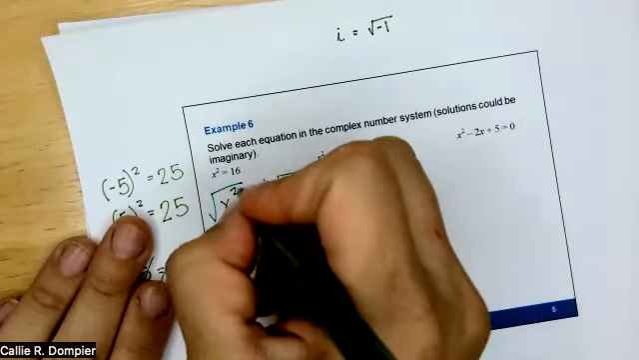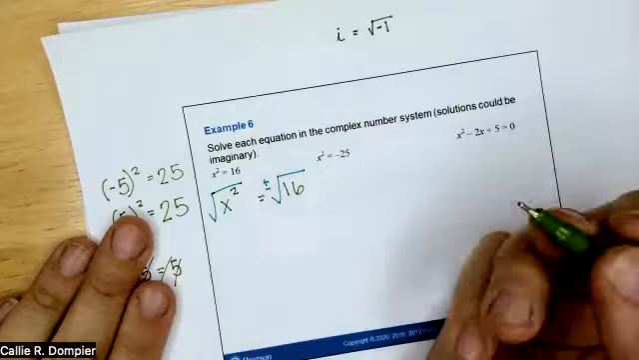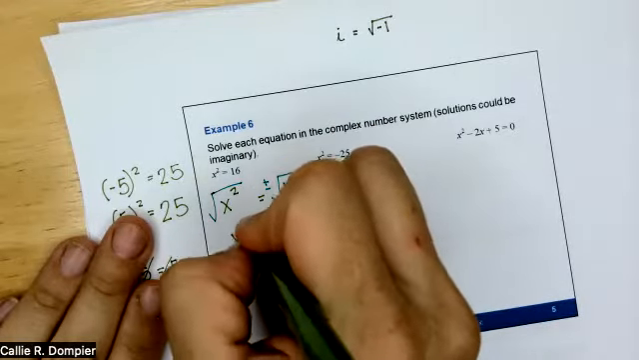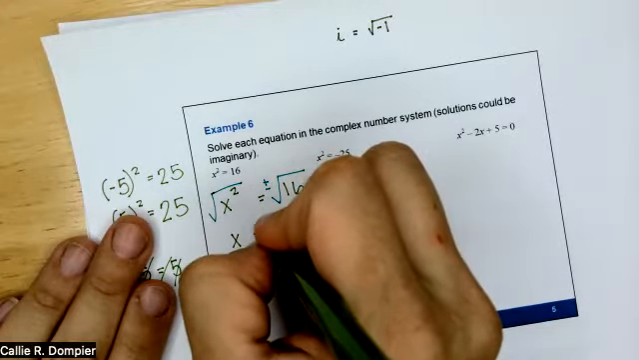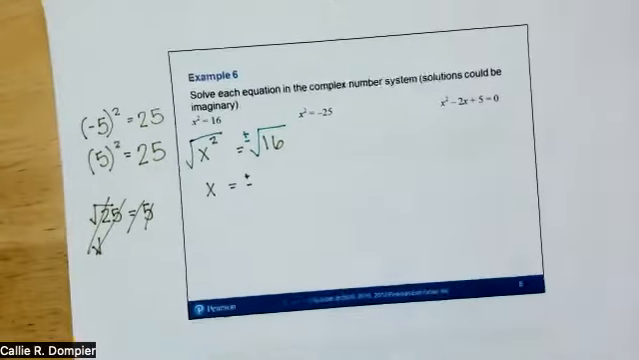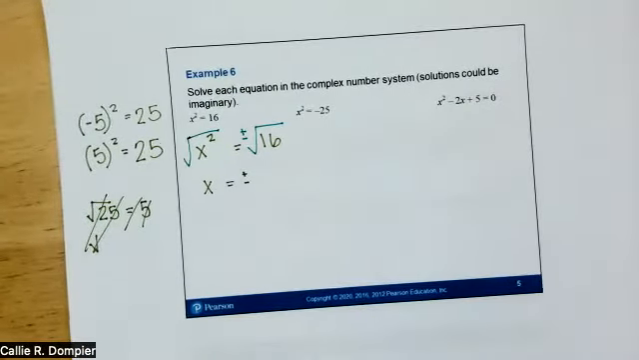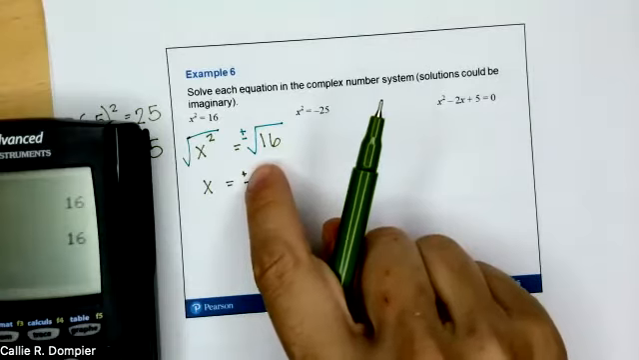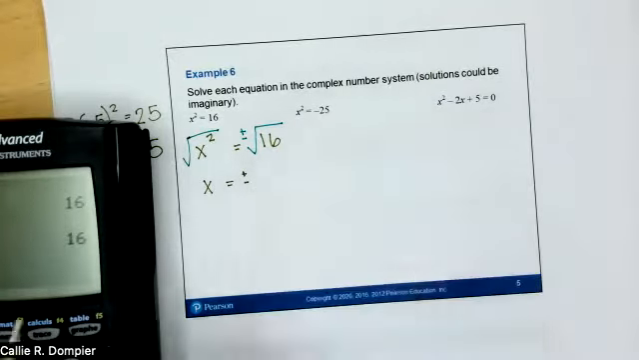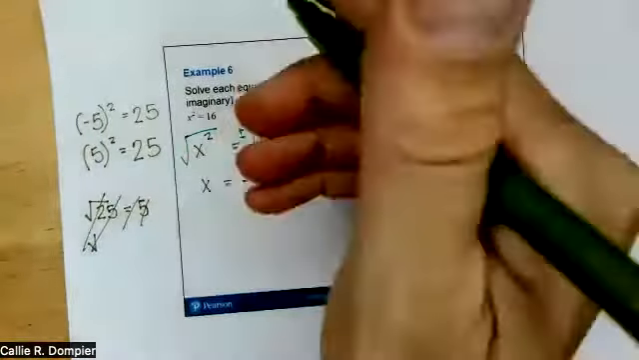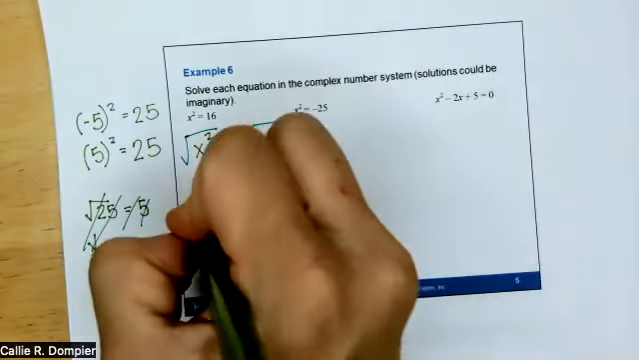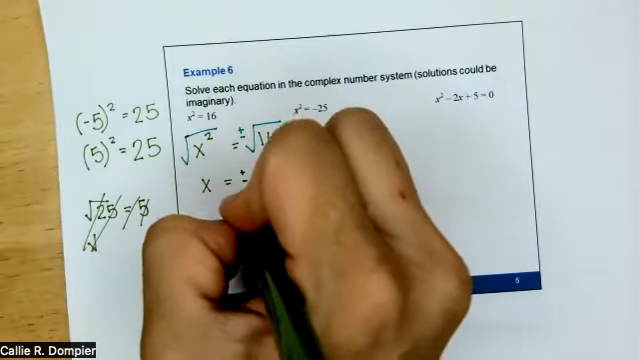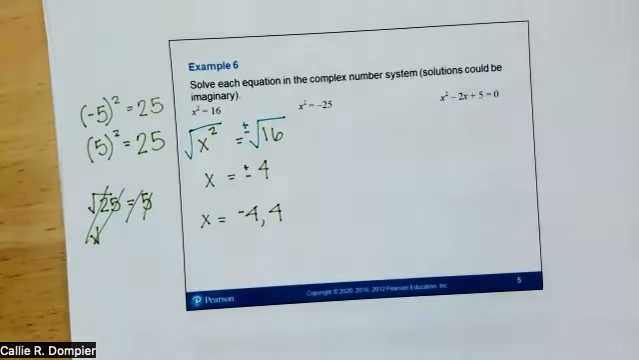So the square root of x squared, the square root symbol cancels out that 2. So we have x is plus or minus, just positive or negative. The square root of 16 we know is 4, right? So x is either -4 or 4. Any questions?